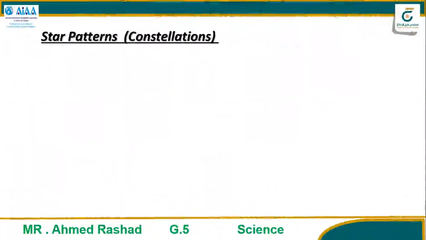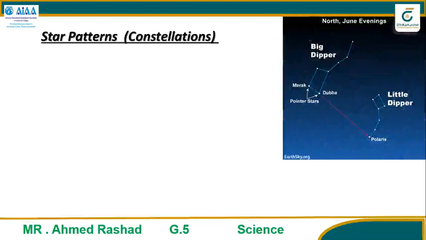Now we go to the last point in our lesson today: star patterns, or constellations. Constellations are shapes in the sky that can help us find locations on Earth. In simple words, like you heard before about the Big Dipper, these are shapes, or measuring shapes, in our sky.